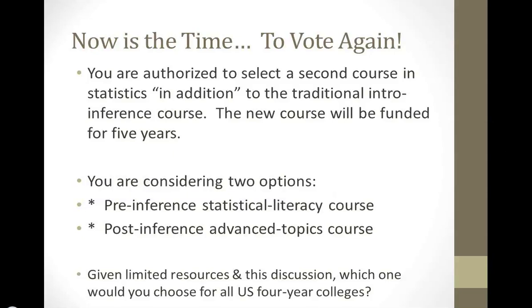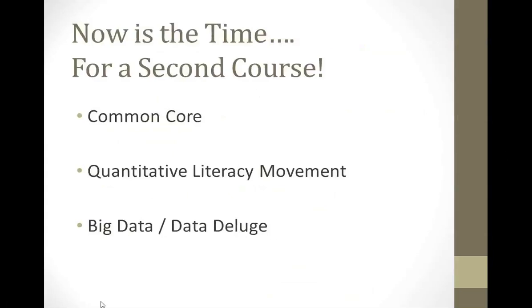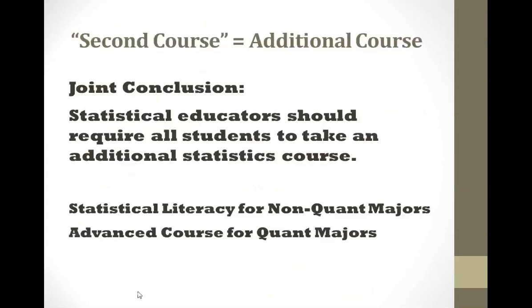Let's look ahead. Maybe this has been a false dichotomy set up by Mark and myself because we love both of these courses. We have a joint conclusion. We really think that statistical educators should be recommending that all students be required to take an additional statistics course. If they're a non-quantitative major, make it statistical literacy. If you're a quantitative major, they should be taking an advanced topics course.